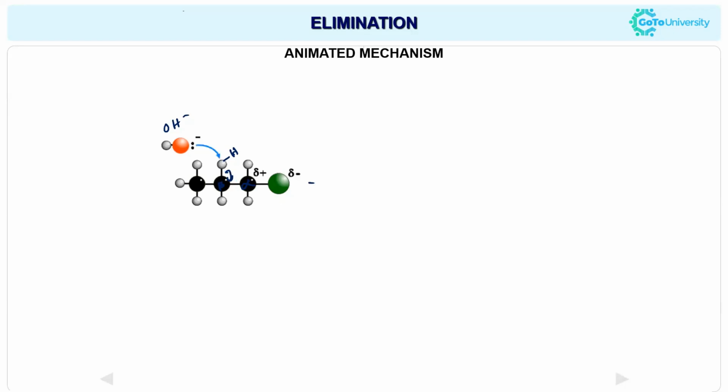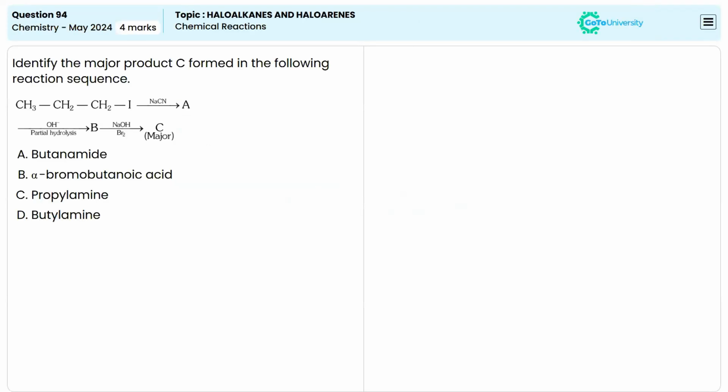Now let us go to the past paper questions from halogenoalkanes and haloarenes. Coming to the first question, it is given that iodopropane reacts with sodium cyanide and is converted into a product A. This A undergoes partial hydrolysis to produce B, and B on reaction with bromine produces C. We have to find out the final product, the major product C in the reaction.